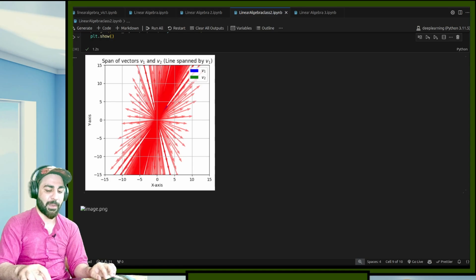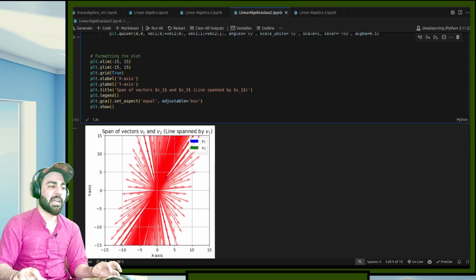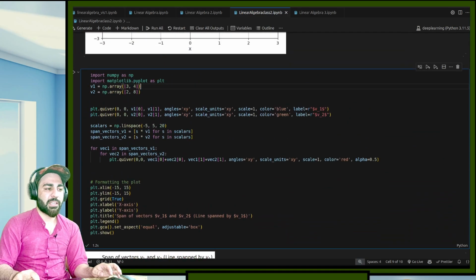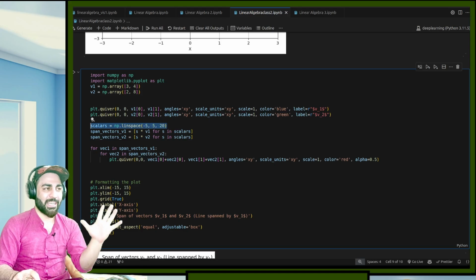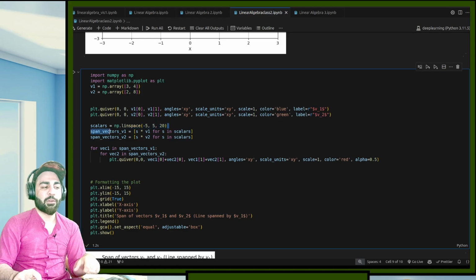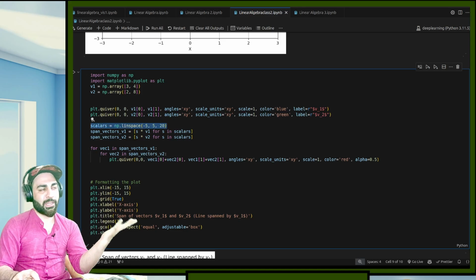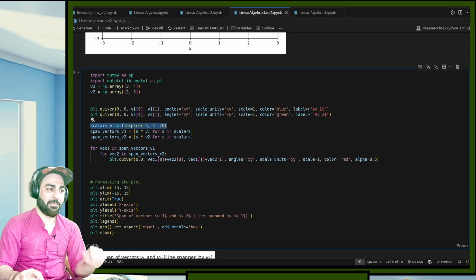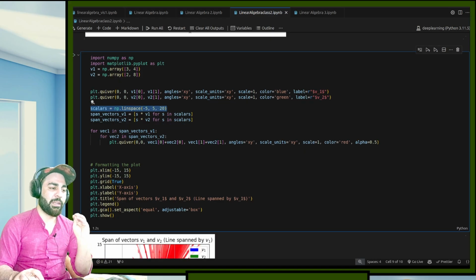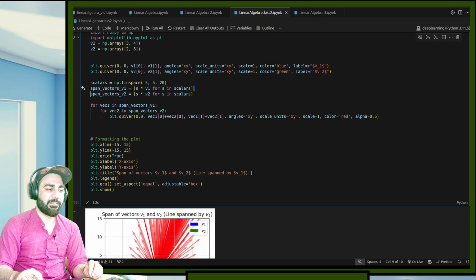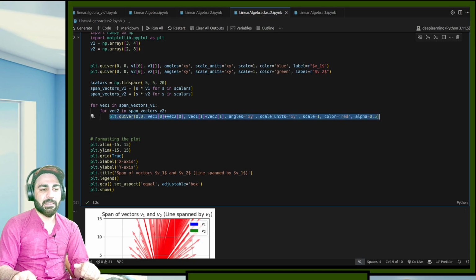So I showed you the span over here. When I took this, I had a vector initially, that vector was 3, 4, 2, 8. I just decided to go with 20 scalars, but you know that uncountably infinite numbers are possible here, because for scalars you can take any real number. But I just took 20 values, multiplied each of the scalars with vector v1 and vector v2, and then ran two for loops. Within that, I just created these vectors.